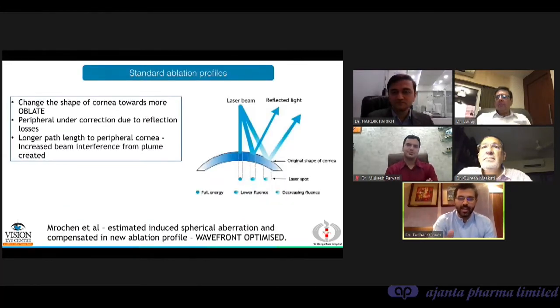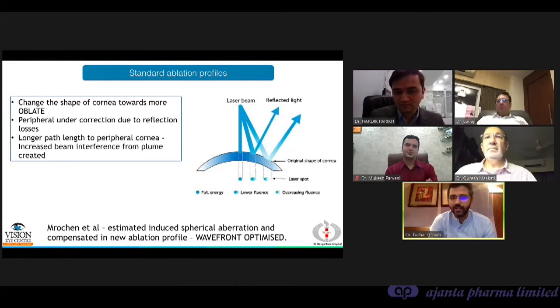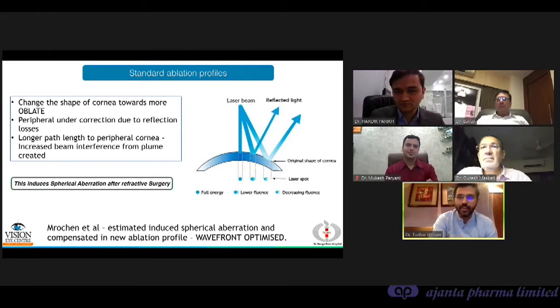So with the standard ablation profiles, what was happening is that the shape of the cornea was becoming extremely oblate. And that was primarily because of the peripheral rays of the laser beam. So they fall on the cornea tangentially. So these rays were getting reflected, and they also have a longer path length. And along with the interference from the plume that is created, there were undercorrections happening peripherally. So there is less ablation happening peripherally. And that is what was leading to the induction of spherical aberrations after refractive surgery.